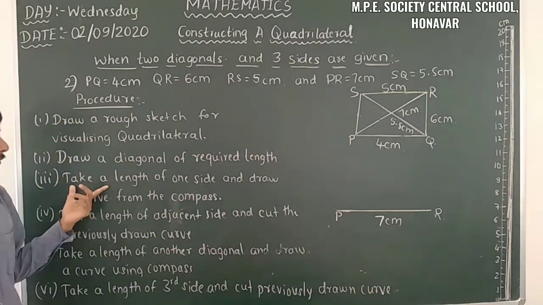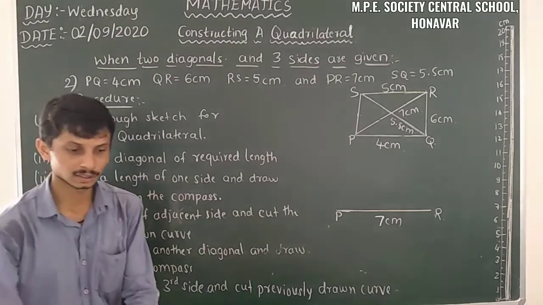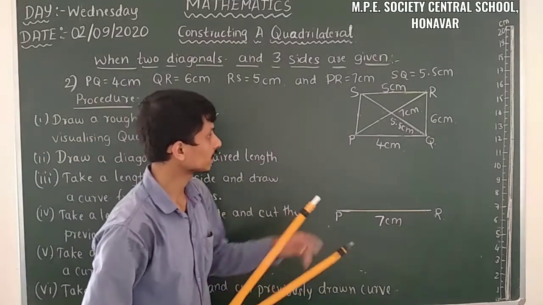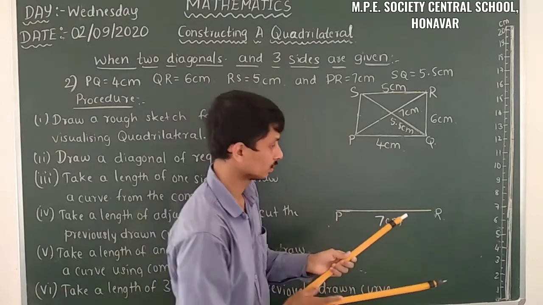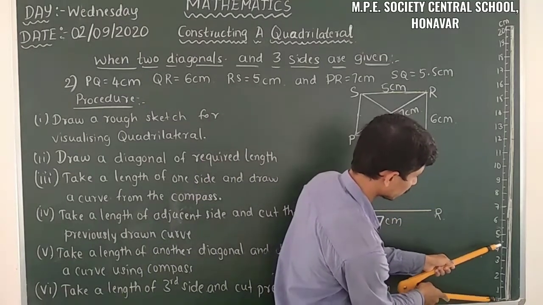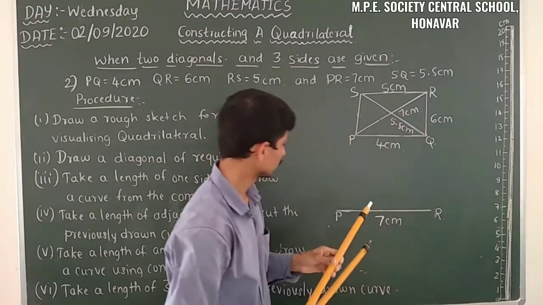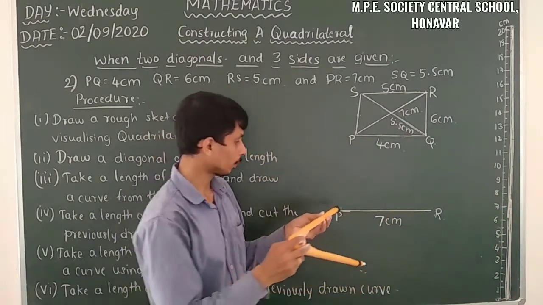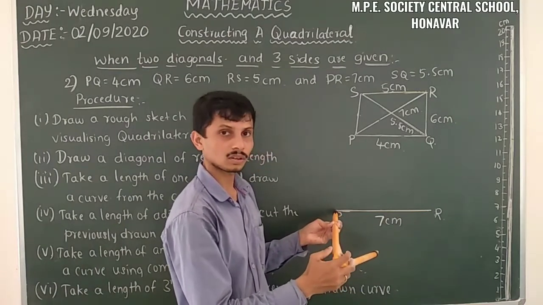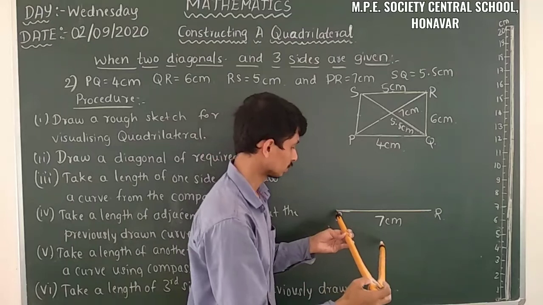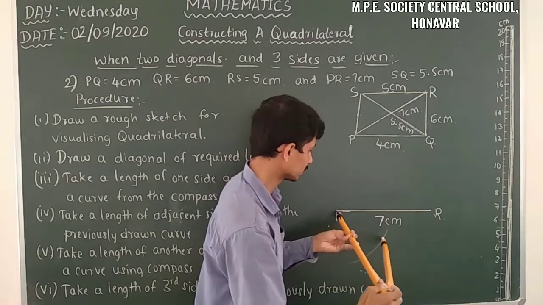Just go with the procedure: take the length of one side and draw a curve with the compass. I will take the PQ length first. PQ is 4 centimeters, so take a length of 4 centimeters here. Then locate the required point. We want PQ now, so we take 4 centimeters first, and I will draw a curve like this.